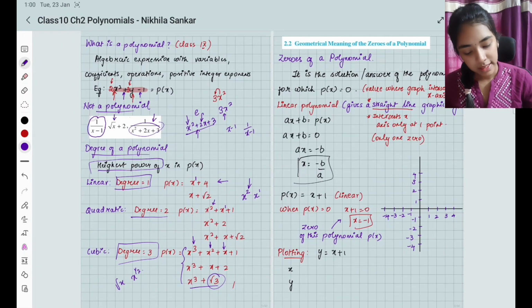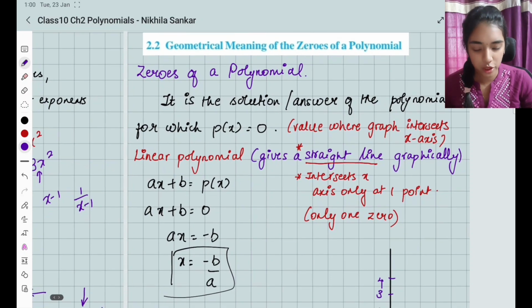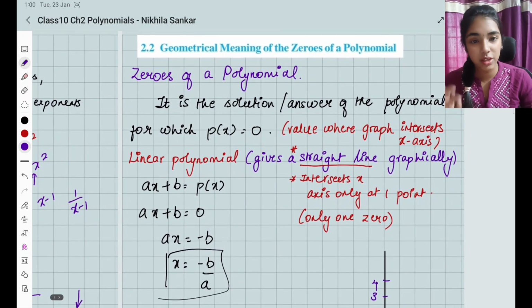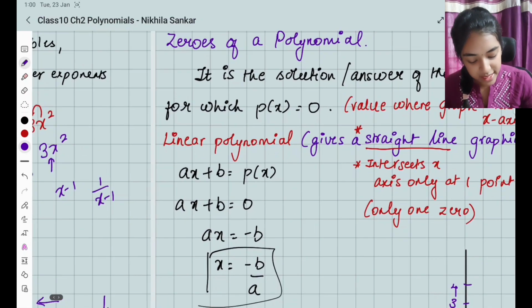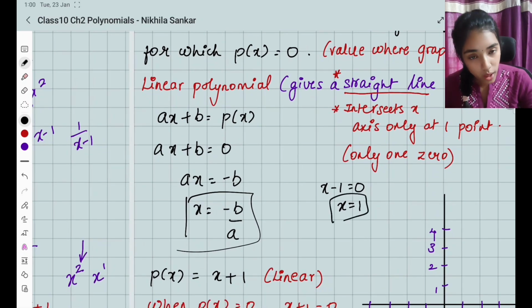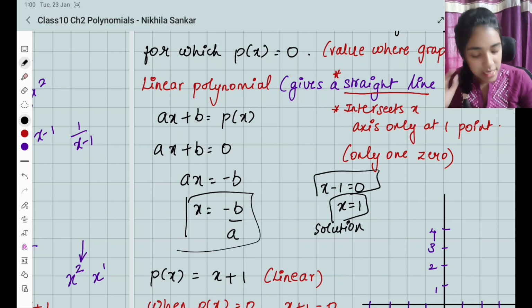Okay, now next, geometrical meaning of the zeros of a polynomial. So first of all, zeros of a polynomial na enna? It is going to be the solution or answer to the polynomial. இப்போ for example, நமக்கு ஒரு equation இருக்கு, ஒரு number எடுத்துக்கலாம். If you have x minus 1 equal to 0, அப்ப x ஓட value என்ன? x is going to be 1. So x is equal to 1 is the solution to the polynomial. If x minus 1 equals 0 is the polynomial, then x is equal to 1 is going to be the solution of the polynomial.